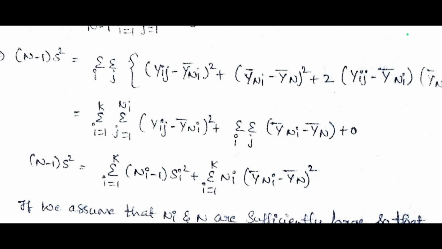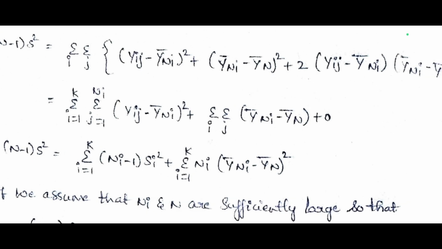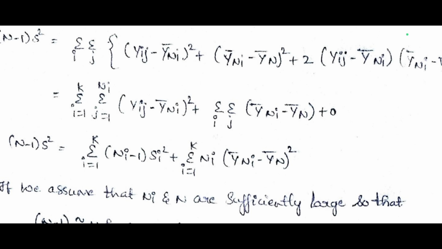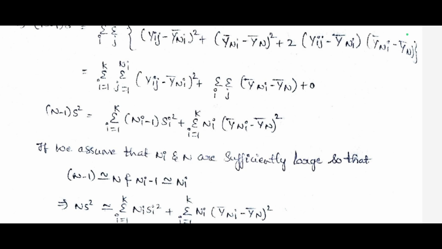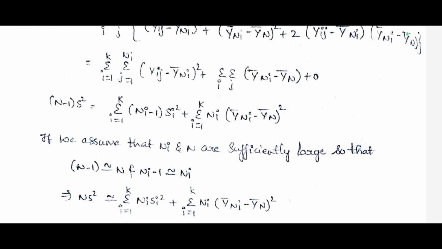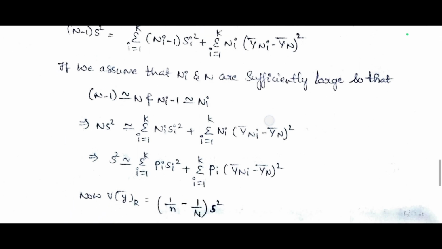This gives (N − 1) S² equal to the summation i runs from 1 to k of (n_i − 1) S_i², plus the summation of n_i (ȳ_i − ȳ_N) whole square, in the a² plus b² format. If we assume that n_i and N are sufficiently large, so that N − 1 and N are both equal, and n_i − 1 and n_i are also equal, then N S² is approximately equal to the summation i runs from 1 to k of n_i S_i² plus the summation of n_i (ȳ_i − ȳ_N) whole square.